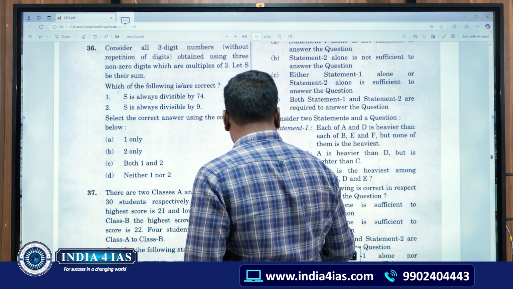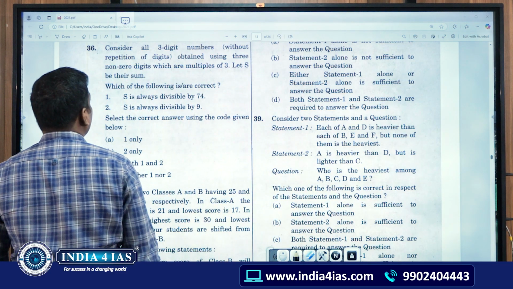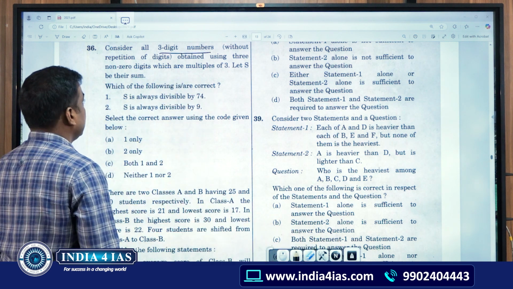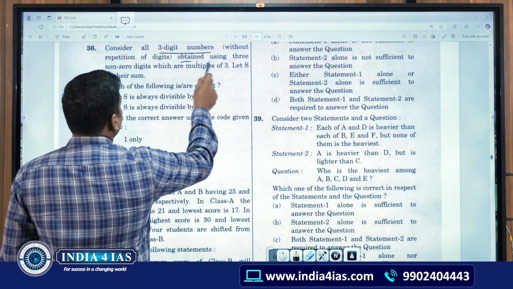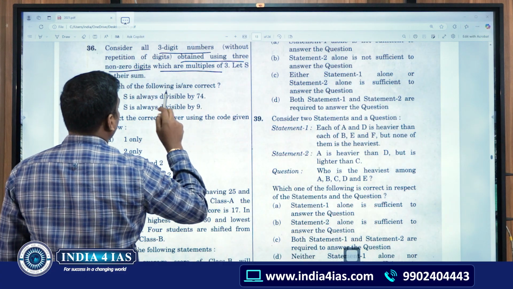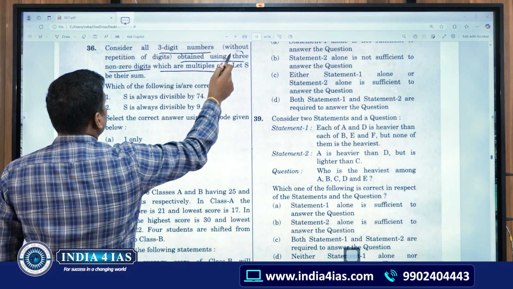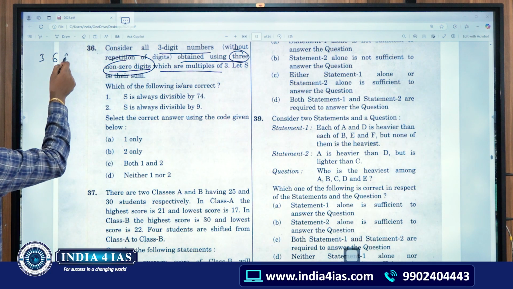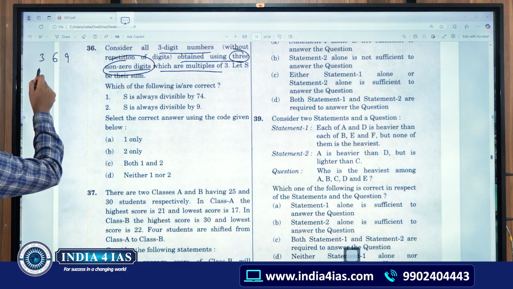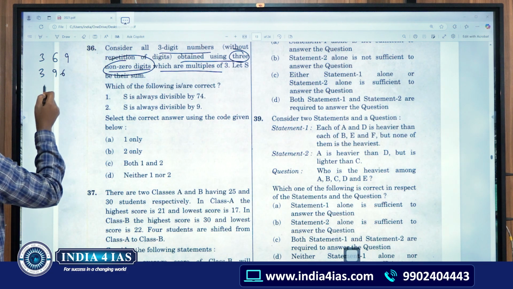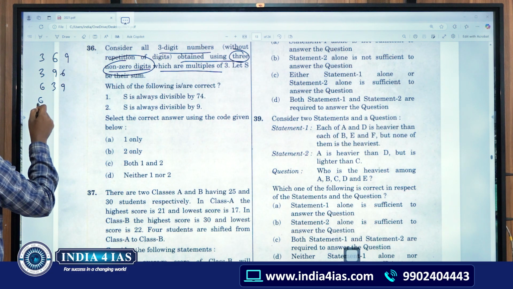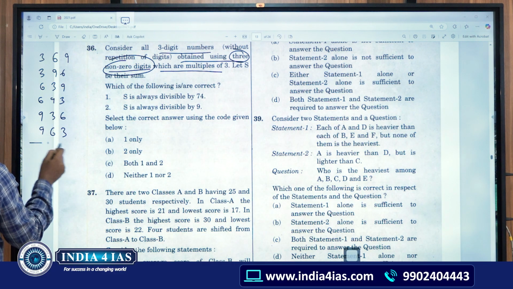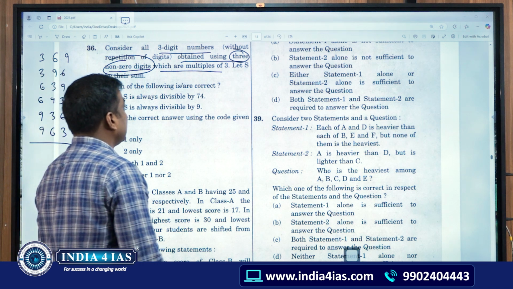Next question is: consider all 3-digit numbers without repetition, obtained using 3 non-zero digits which are multiples of 3. They are nothing but 3, 6 and 9. How many 3-digit numbers can we make? 6. 396 is one, 639 is another, 693 is another, then 936 and 963. These are the total numbers that we can have.